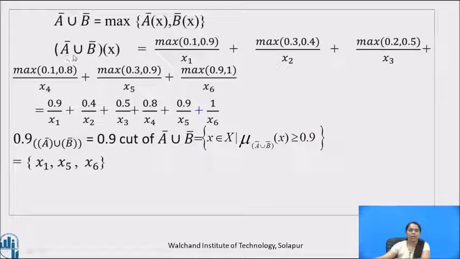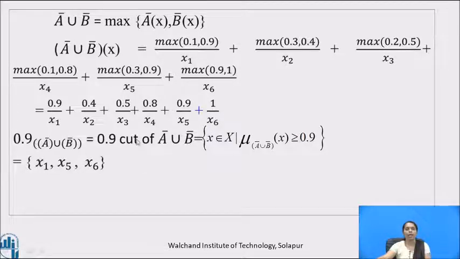X. So, A bar union B bar at X is equal to maximum of 0.1 comma 0.9 by X1 plus maximum of 0.3 comma 0.4 by X2 plus maximum of 0.2 comma 0.5 by X3 plus maximum of 0.1 comma 0.8 by X4 plus maximum of 0.3 comma 0.9 by X5 plus maximum of 0.9 comma 1 by X6, which is equal to 0.9 by X1 plus 0.4 by X2 plus 0.5 by X3 plus 0.8 by X4 plus 0.9 by X5 plus 1 by X6.